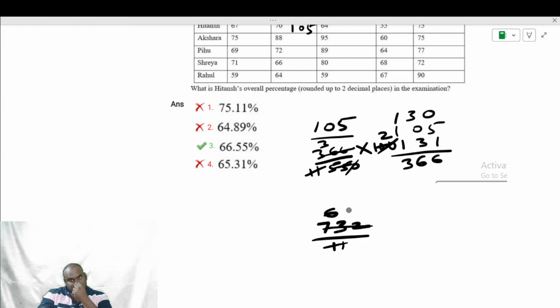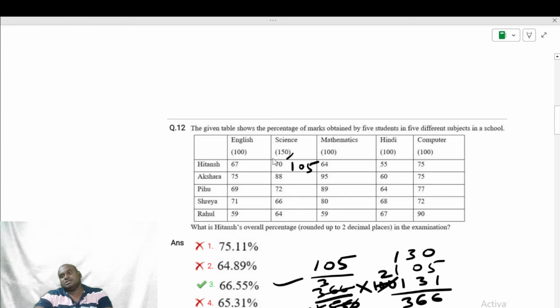Answer. So now you understood, right? What mistake people do is they will just add 70 instead of the right value. That's what you should not do.